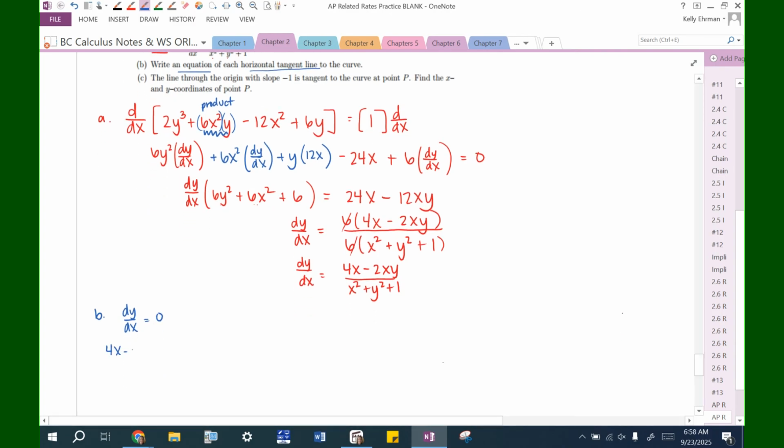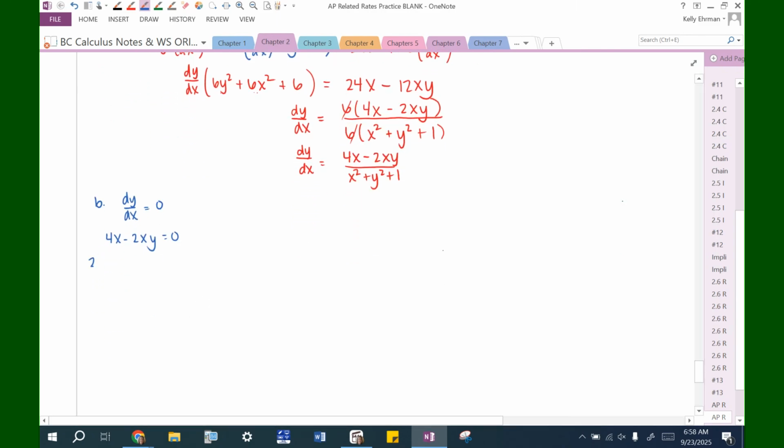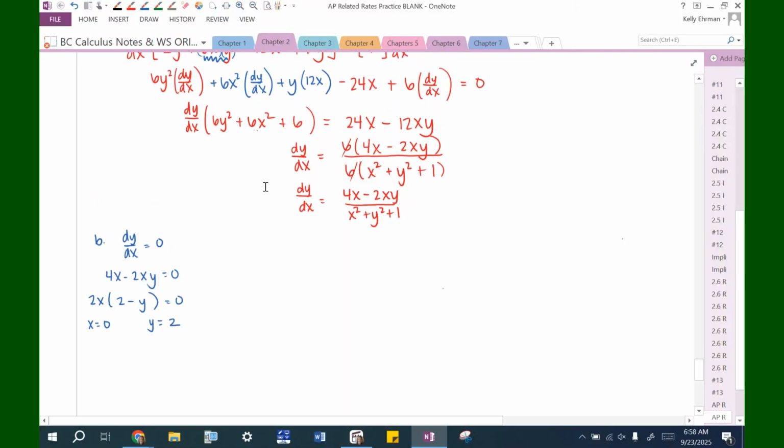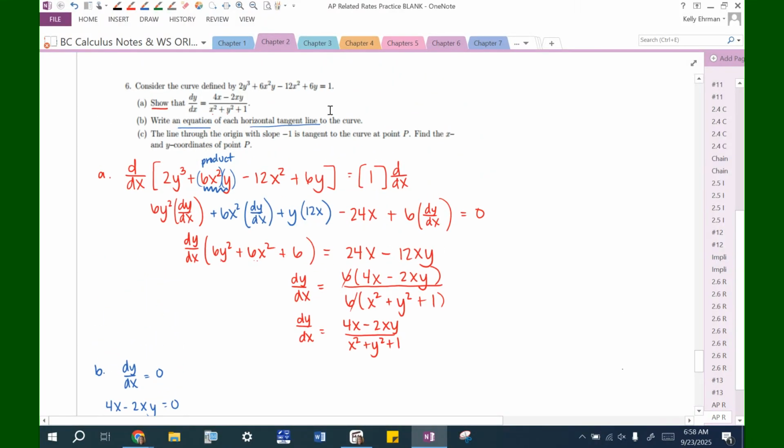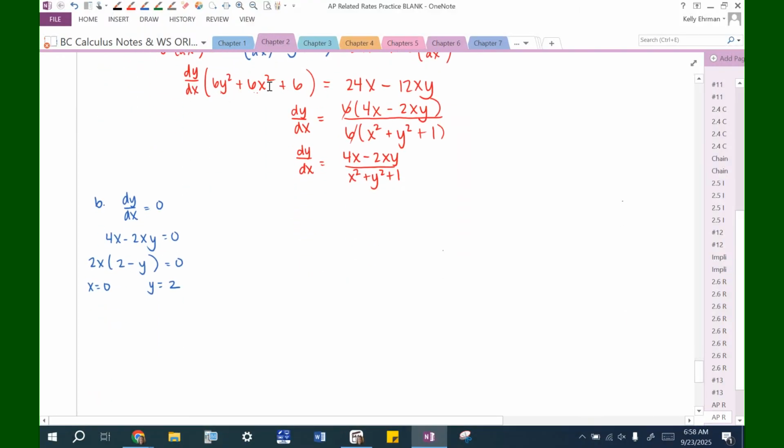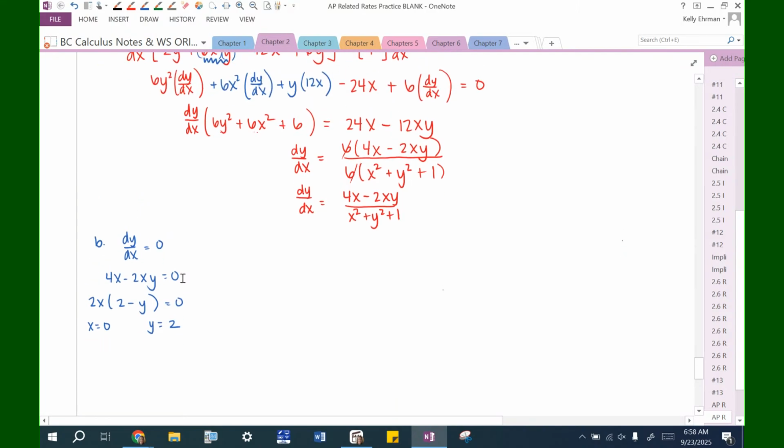So 4x minus 2xy would equal 0. To solve this, I can factor out a greatest common factor of 2x. That would leave me with 2 minus y. So we get two solutions. One is in terms of x equals 0, and one is in terms of y. And what is the question that we're supposed to be doing? Writing an equation for each horizontal tangent line to the curve. So to write an equation, you need a point and a slope. And we know the slope is 0. So y equals 2 is a horizontal tangent line. So we know that that's true.